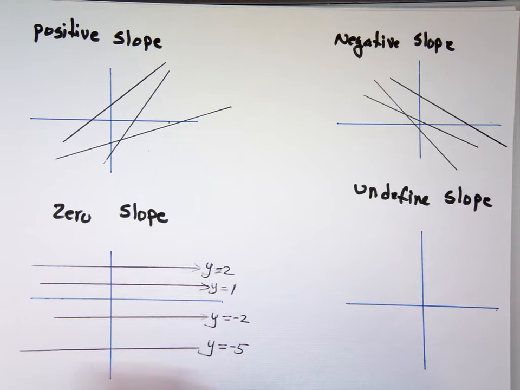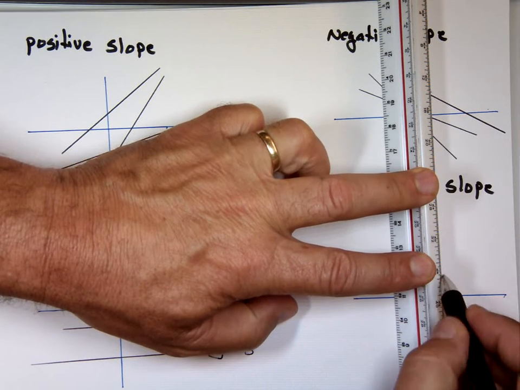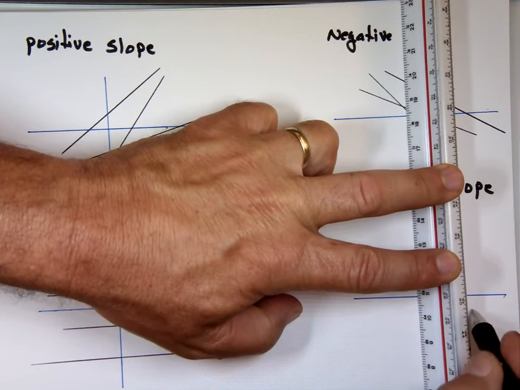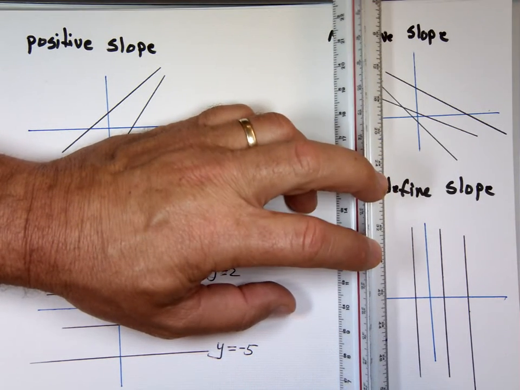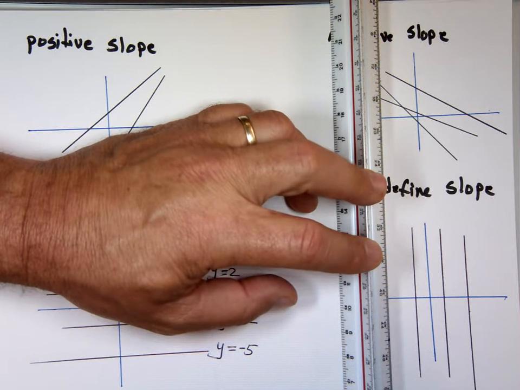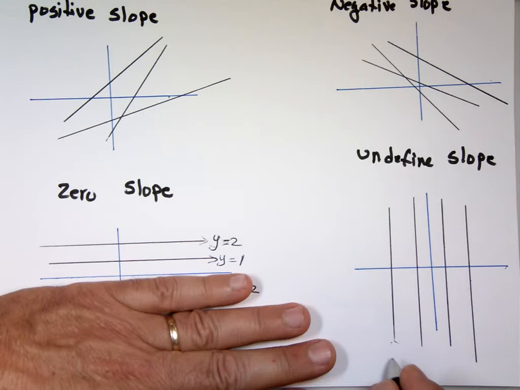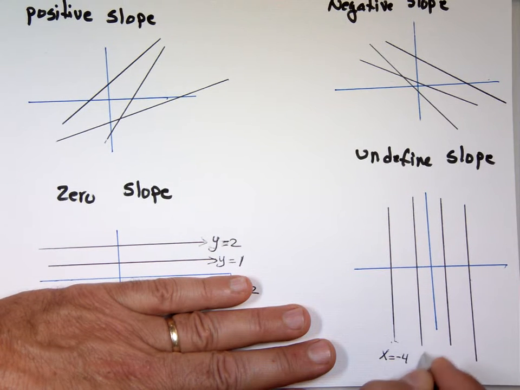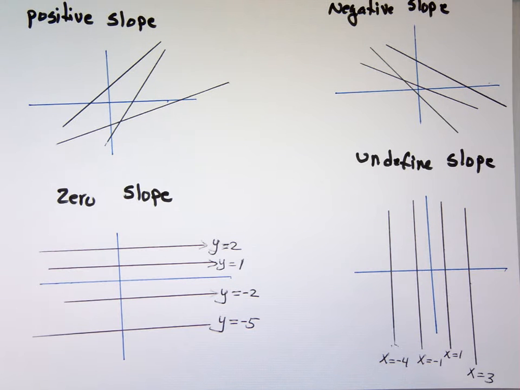An undefined slope is what? Something going up and down. This is undefined slope. The reason, remember, the slope is the rise over the run. The run is 0, you're dividing by 0. That's why you can't have a slope here. So if you see x equals negative 4, x equals negative 1, x equals 1, x equals 3, all of these have a slope that's undefined.